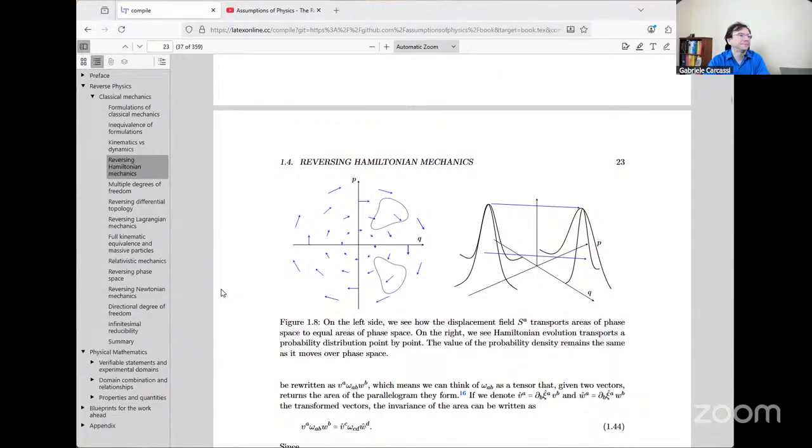Sure, go ahead. So on the left side, we see how the displacement field transports areas of phase space to equal areas of phase space. It's basically just taking the same area. On the right, we see Hamiltonian evolution transports a probability distribution point by point. The value of the probability density remains the same as it moves over phase space.